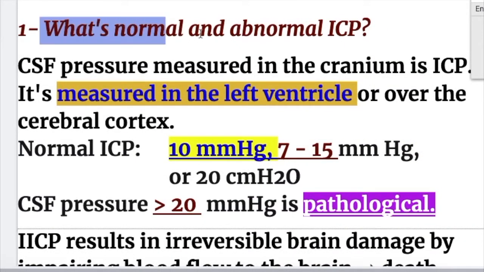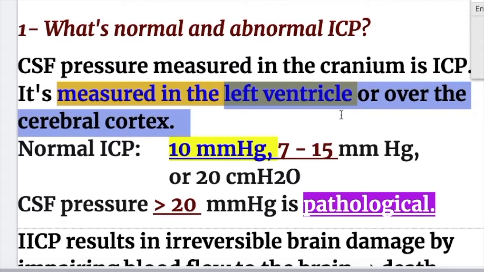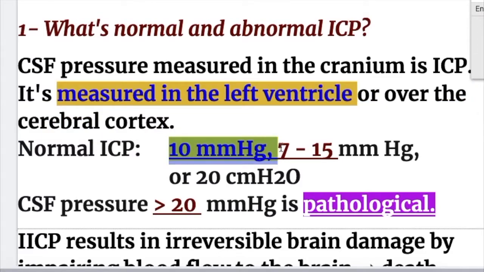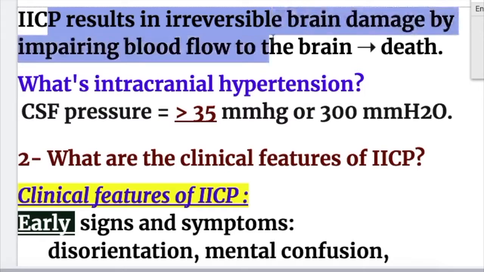Question 1. What's normal and abnormal intracranial pressure? CSF pressure measured in the cranium is intracranial pressure, and it is measured in the left ventricle or over the cerebral cortex. Normal intracranial pressure is 10 millimeters of mercury, with a range of 7 to 15 millimeters of mercury. CSF pressure more than 20 millimeters of mercury is pathological. Increased intracranial pressure results in irreversible brain damage by impairing blood flow to the brain, leading to death.